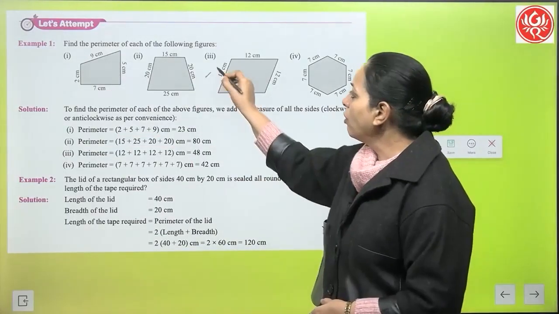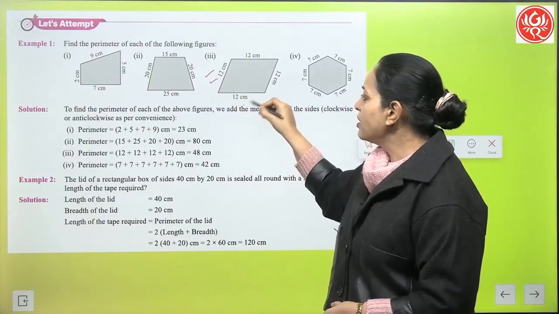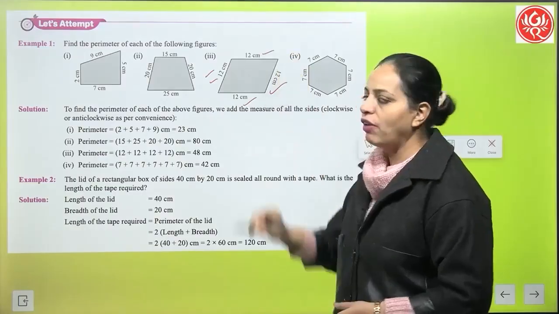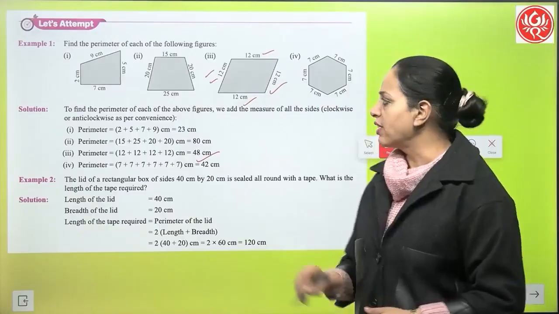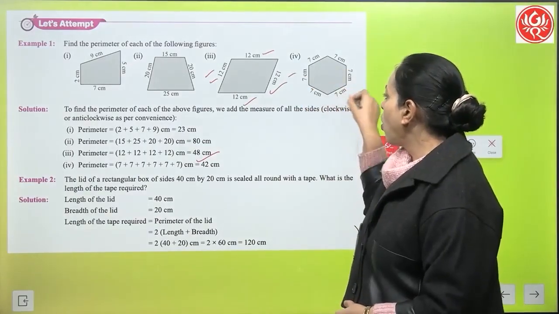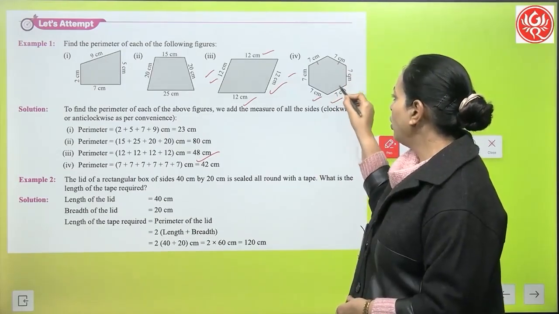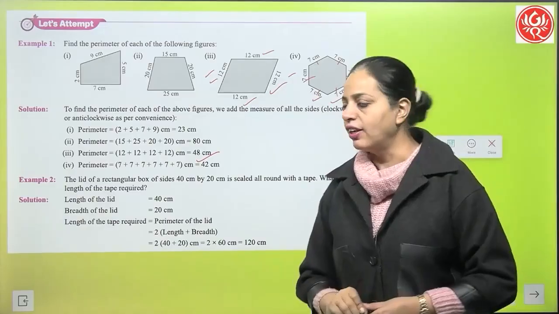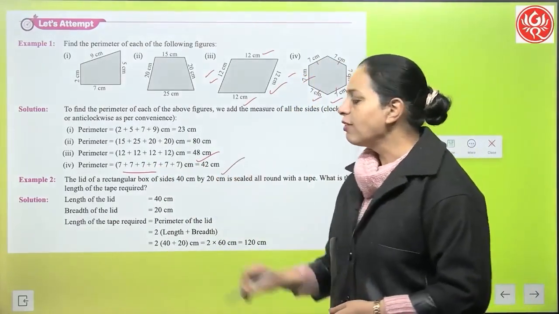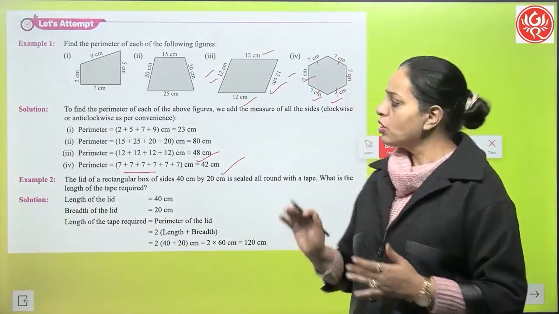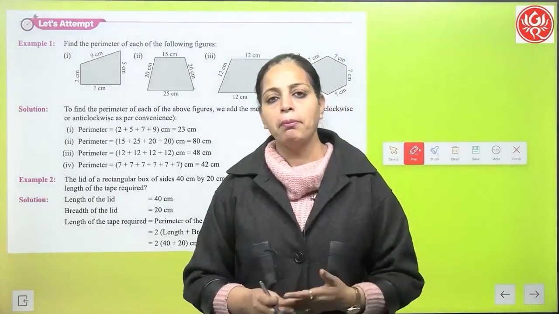Right? Now the third one, it's a parallelogram or you can say a rhombus. 12 centimeter, 12 centimeter, 12 and 12. Add all these. So answer is 48 centimeter. The next one, fourth one, all sides are 7 centimeter. How many sides? 1, 2, 3, 4, 5, 6. Hexagon. So 7 and 7, 6 times added. Answer is 42 centimeter. So simply we have to add the sides and then we can find the perimeter.